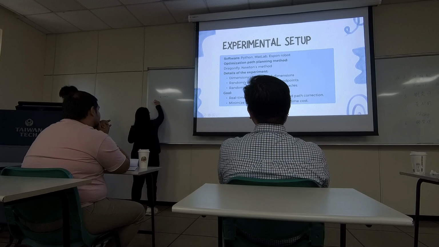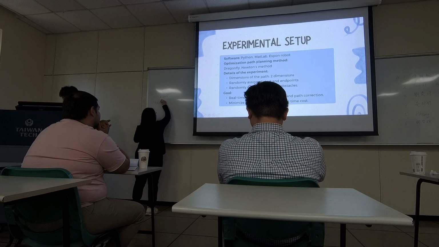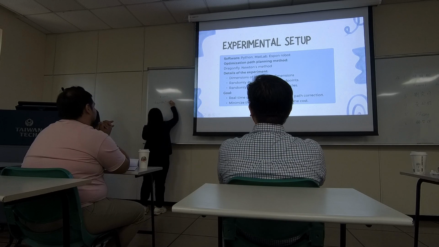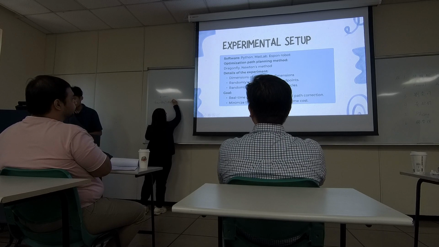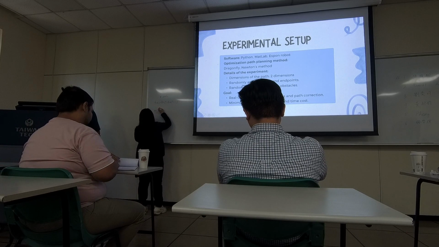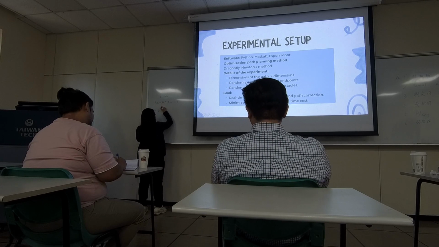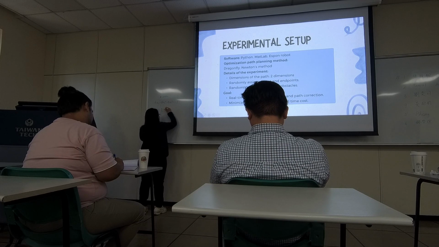So this is our experimental setup. The software we will use is Python, MATLAB, and Epson robot. Our optimization path planning method will be Dragonfly algorithm and Newton's method. The detail of our experiment is that the dimension of the path is 2 dimensions. The start point and end point will be randomly assigned. Also, the obstacles will be randomly moving and sizing. Our goal is to get real-time detection of obstacles and path correction, meanwhile minimizing the moving distance and time cost.